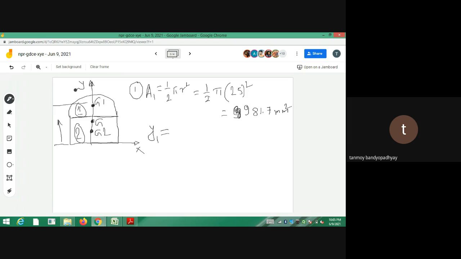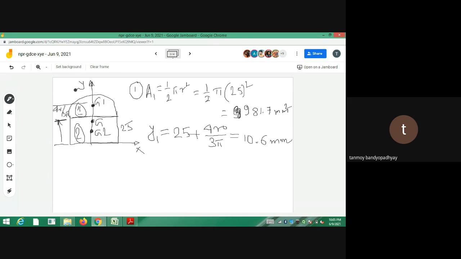So this one is 4r by 3 pi, plus this one. What is this length? This length is actually 25. So I have to write it as 25 plus 4r by 3 pi. Now you put all the values and calculate, it's done in the note. You can see the value of y1 is coming out to be something like 10.6 millimeter. Just do the calculation, r, pi, everything you know, and you will get the value of A1 and y1.